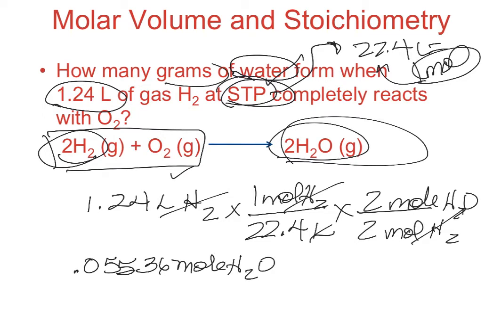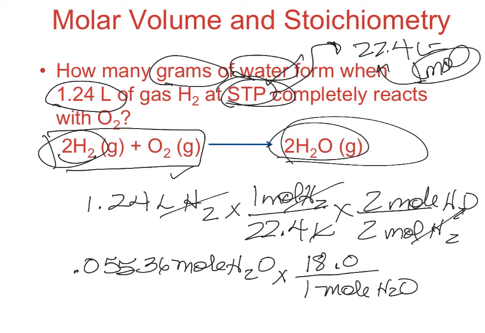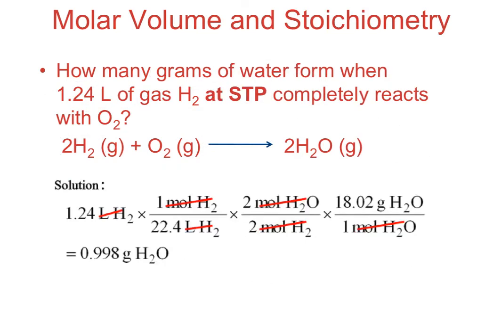Okay, so we're trying to get to grams of H2O. So we need molar mass, and we know that for every mole of H2O, its molar mass is 18.02. And so now we have 0.9975 grams of H2O. And here it is, worked out all prettily.